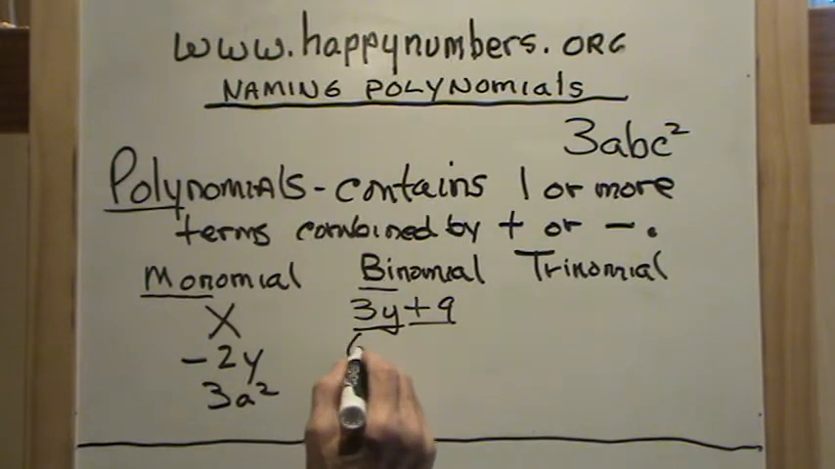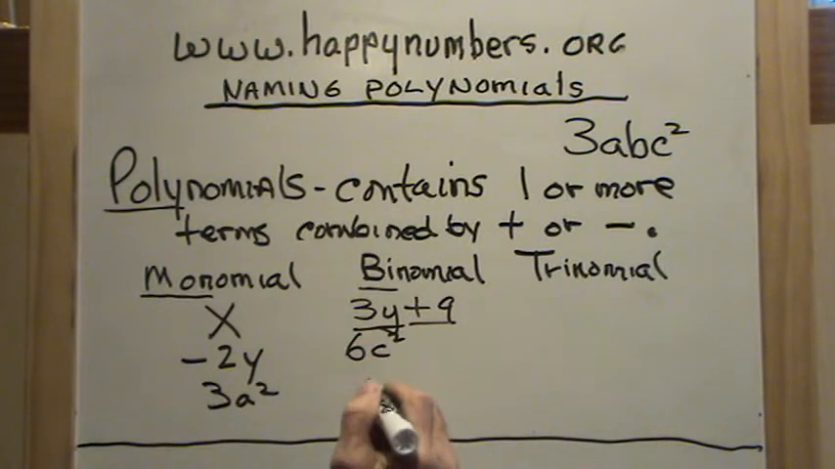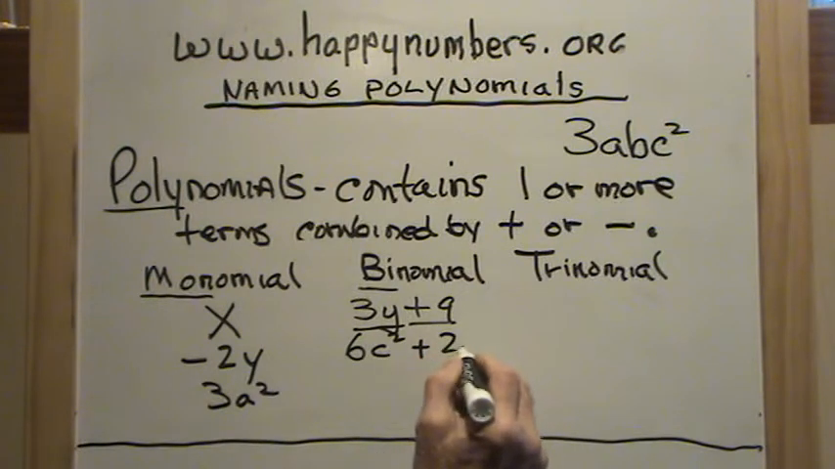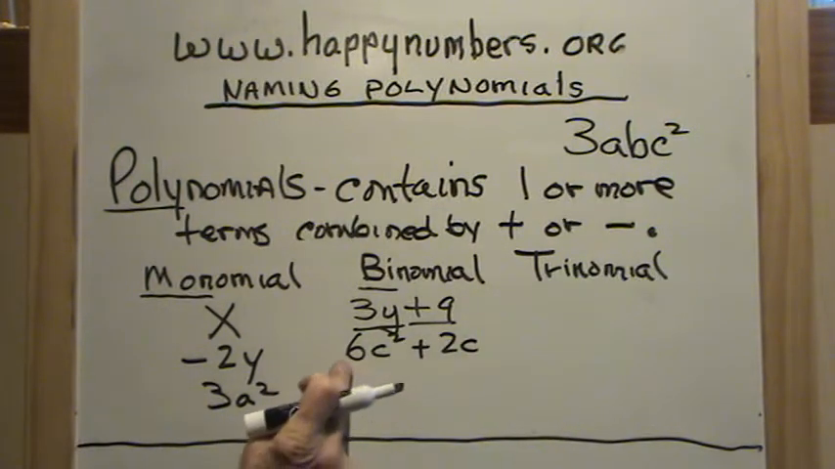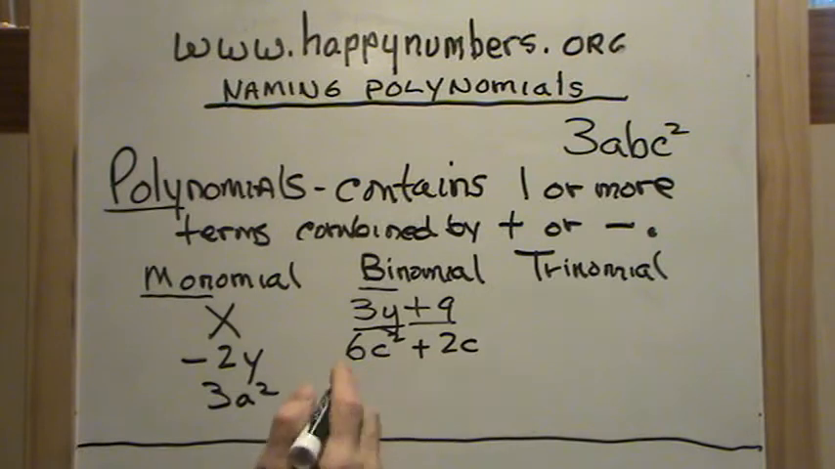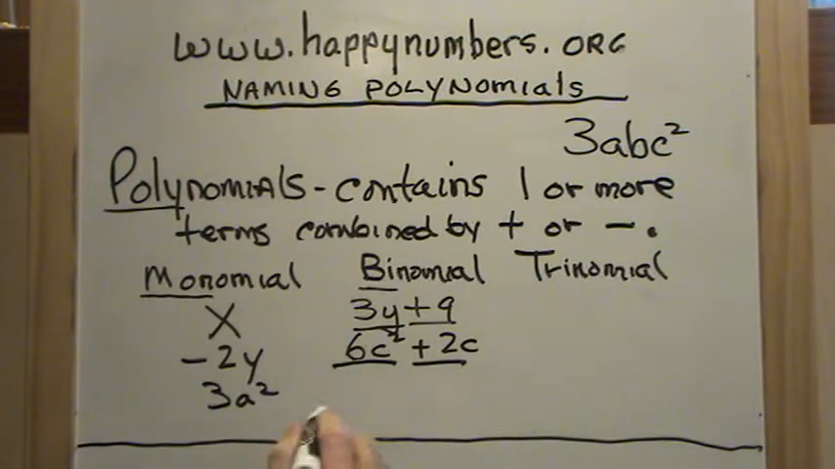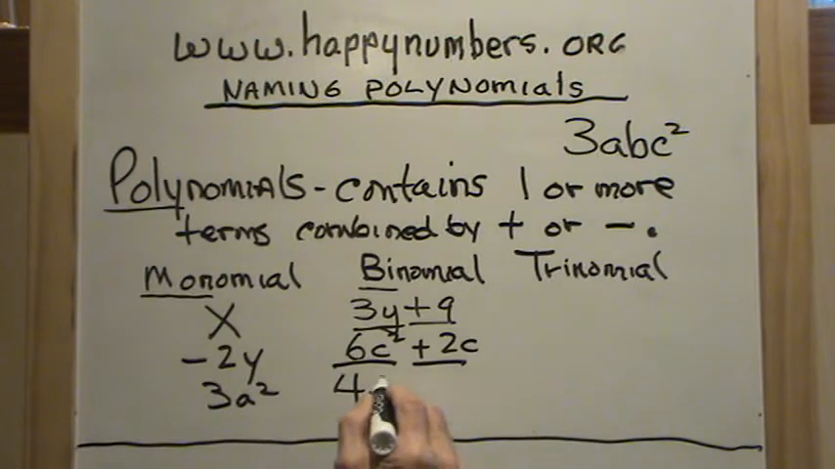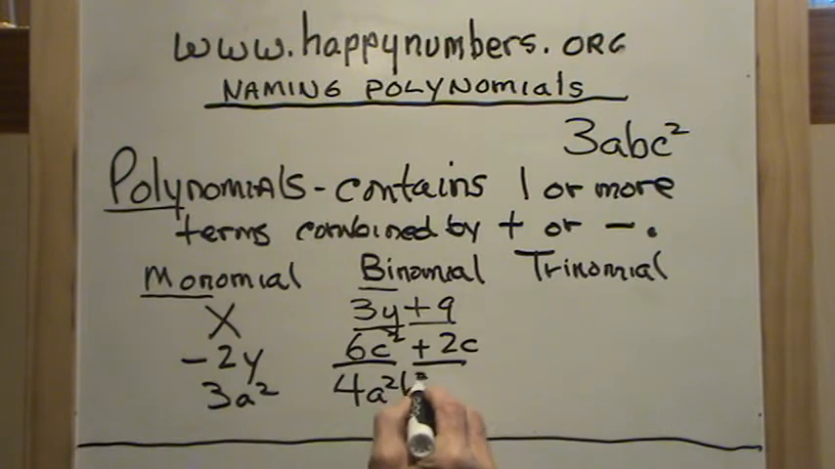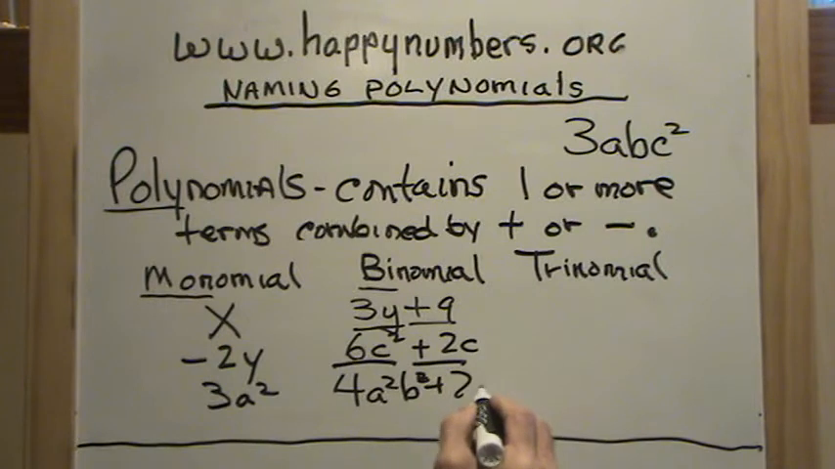We can have 6c to the second power plus 2c. These are two terms right here: 6c to the second power, positive 2c. We could have 4a squared b squared plus 2ab. Those are two terms. These are binomials.